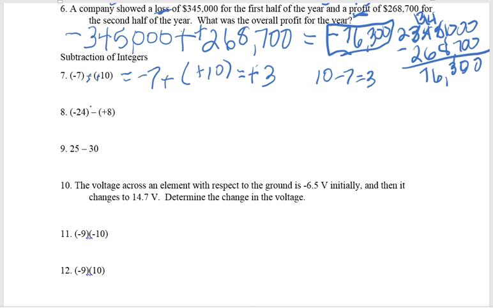Now I'm going to do the same idea here on number 8. So I have a negative 24, which I'm going to leave. I'm going to change the subtraction here to an addition. To offset that change, I have to change the next number. So instead of it being a positive 8, it's now going to be 8 in the hole. So now this is the scenario I'm working with.